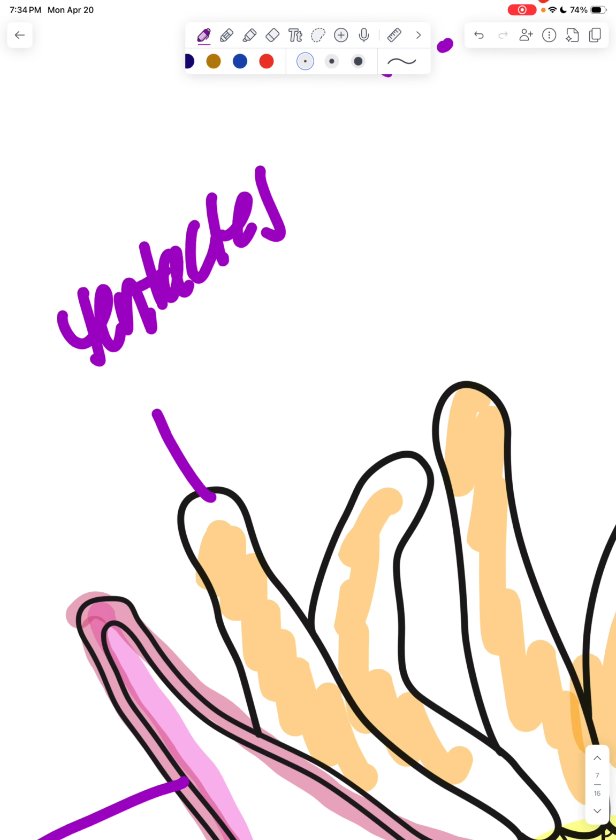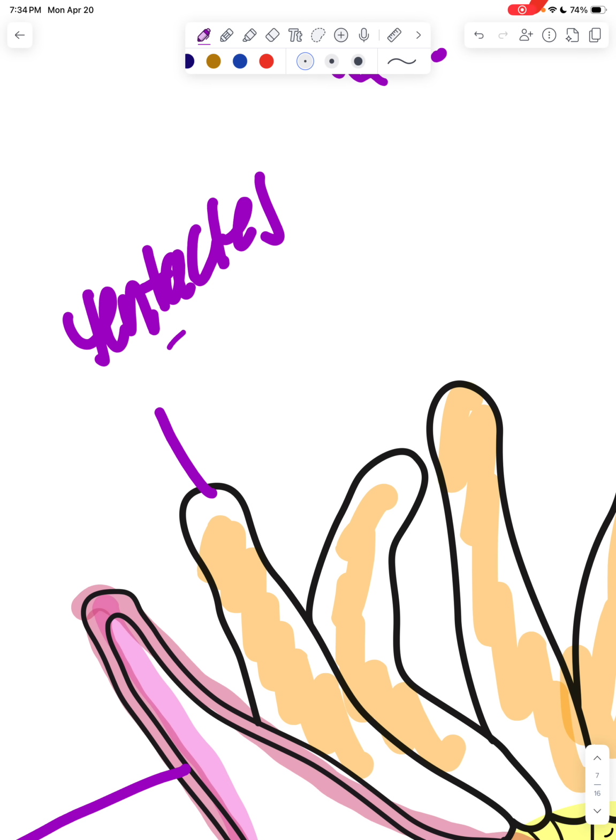Okay. Tentacles. They have nematocysts on them, on their first layer of skin tissue, theca tissue. That is what they have, nematocysts. These are stinging structures.